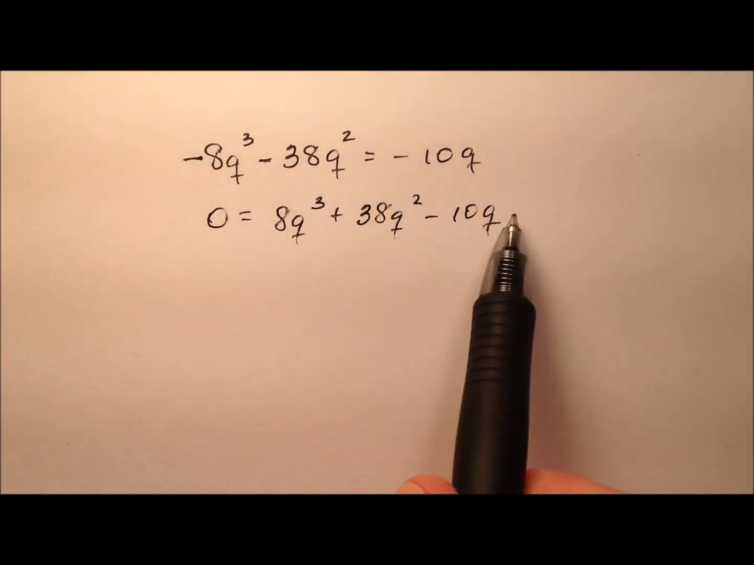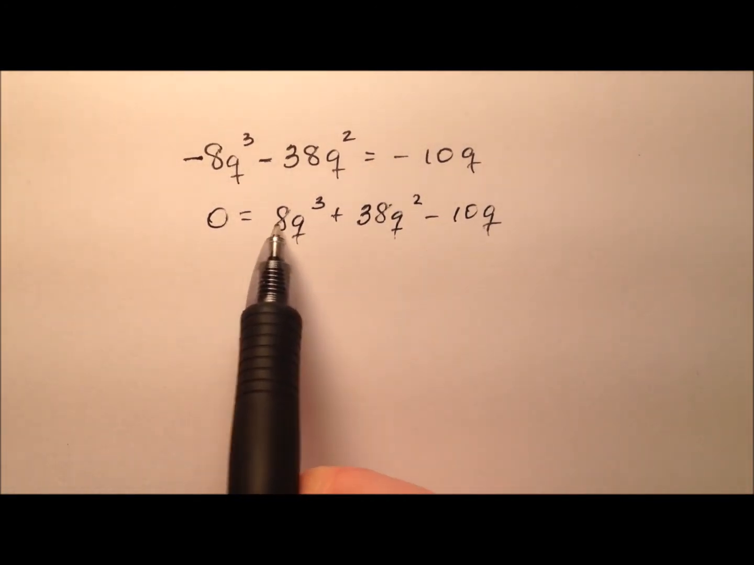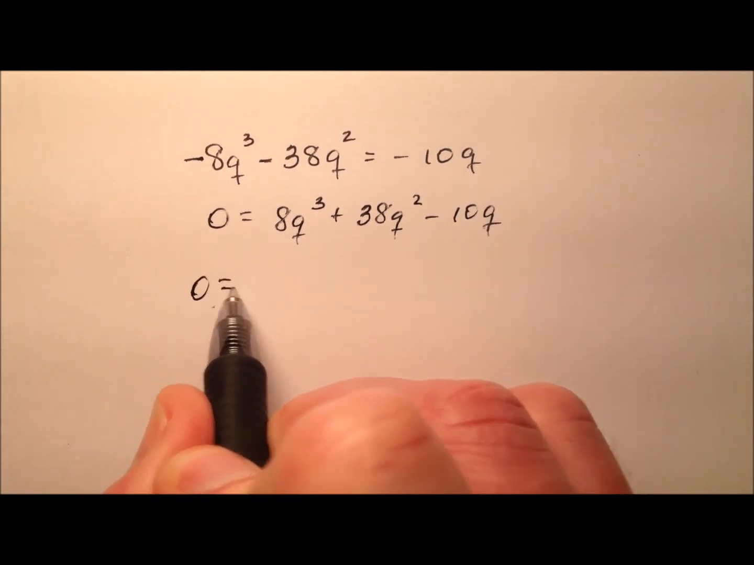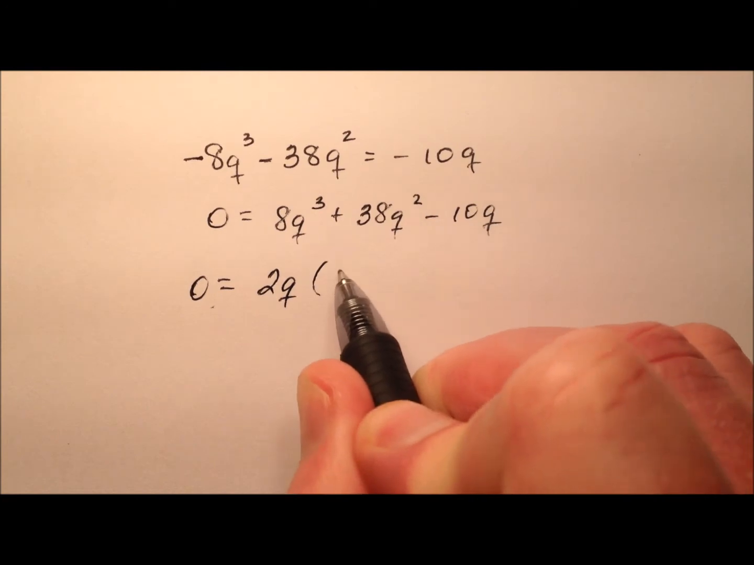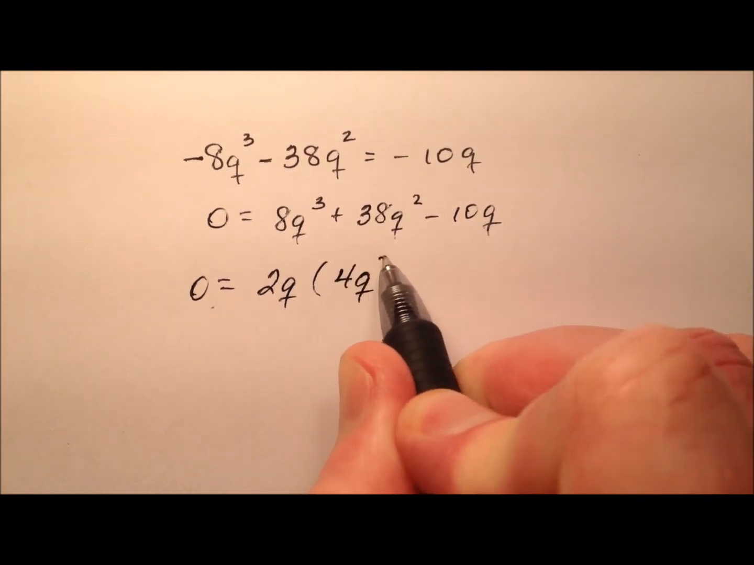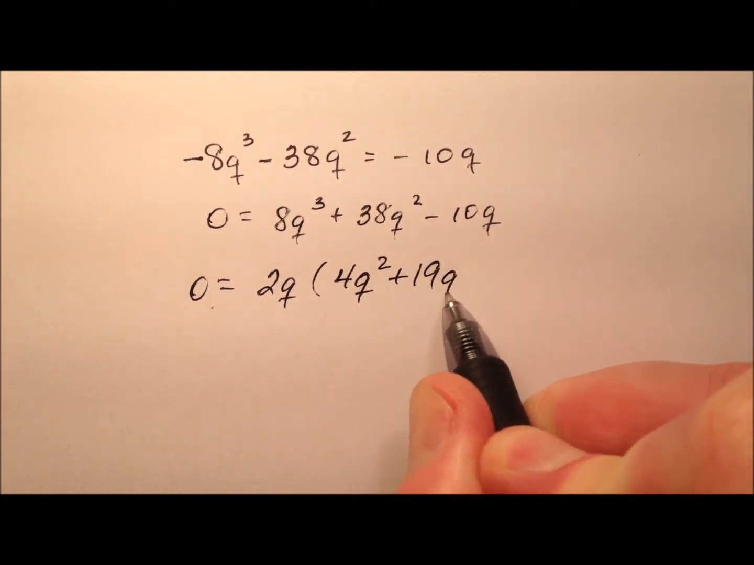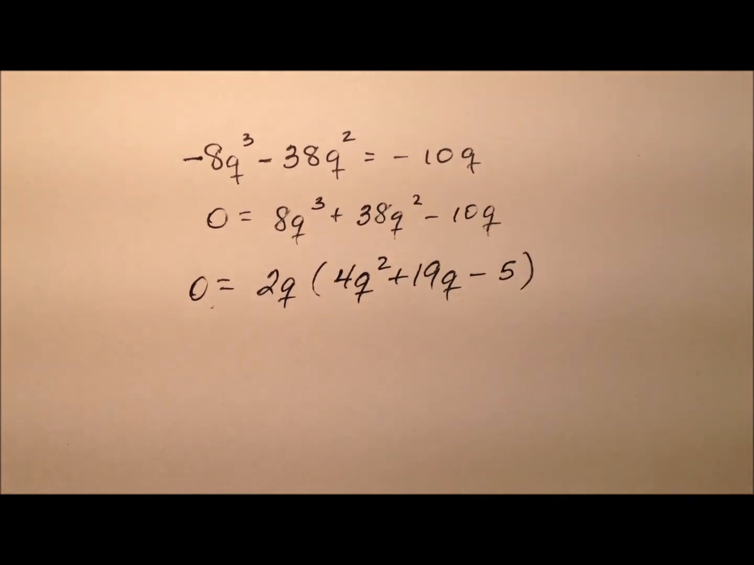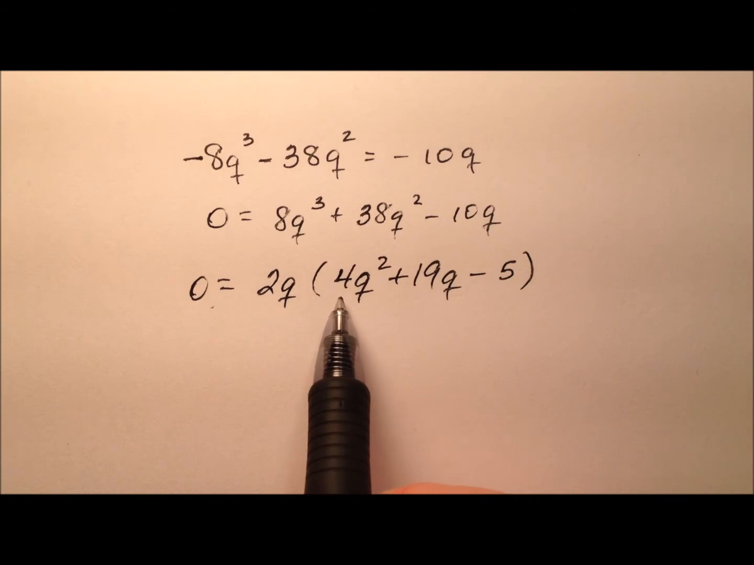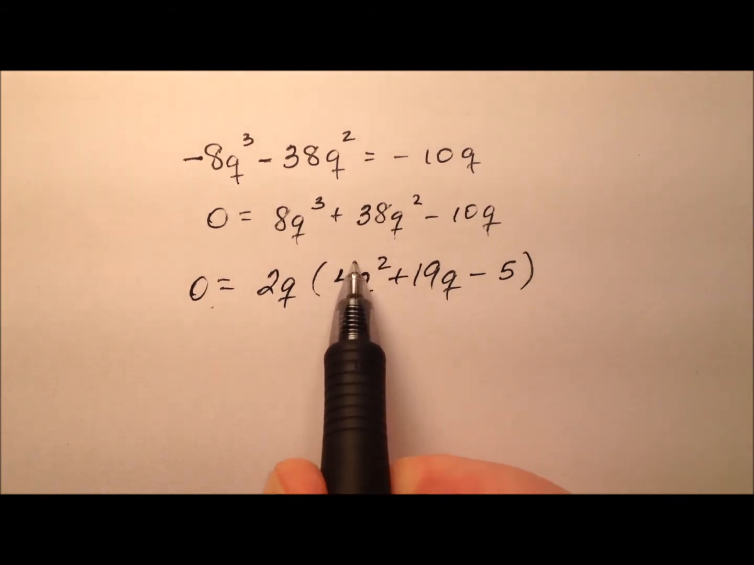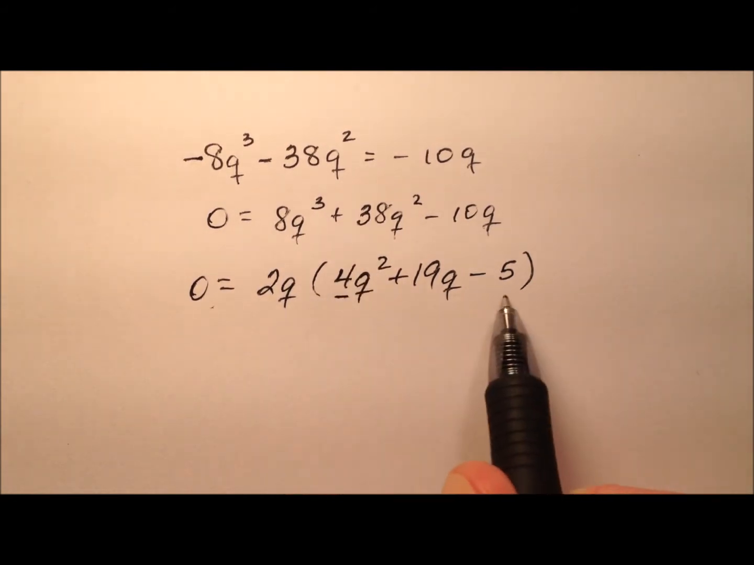The first thing I always look for is a greatest common factor, and it looks like I can take a 2q out of the expression. When I do that, it looks like 4q squared plus 19q minus 5. So this is a quadratic trinomial, and my leading coefficient is not 1, so I'm going to go ahead and use the AC method.